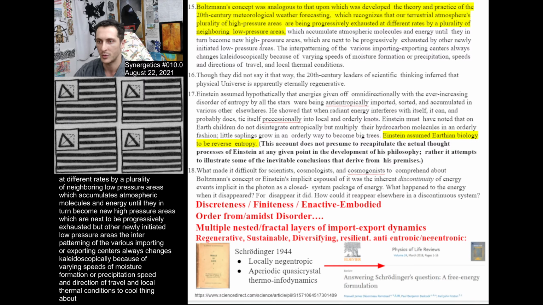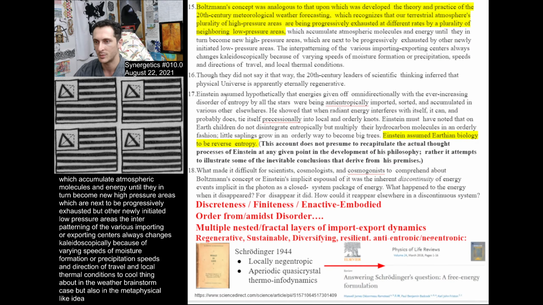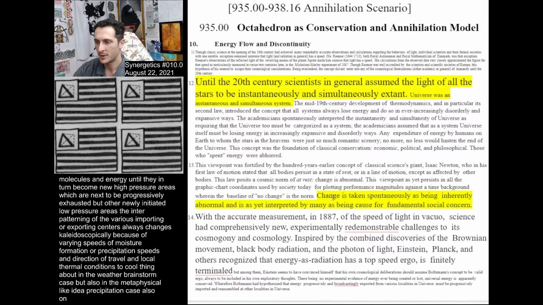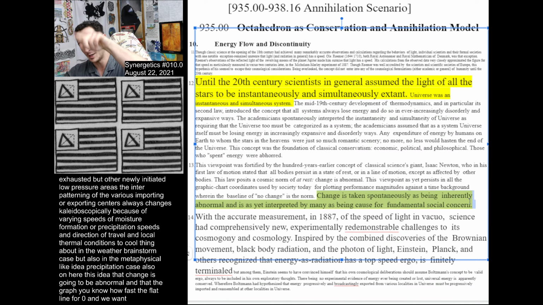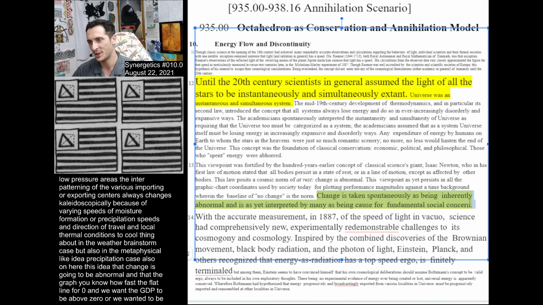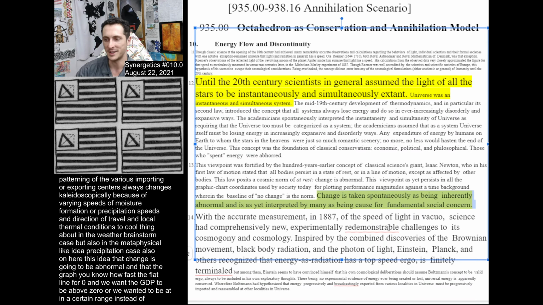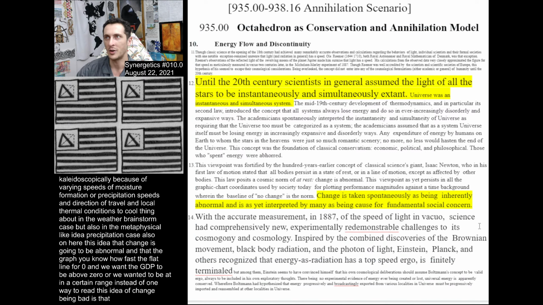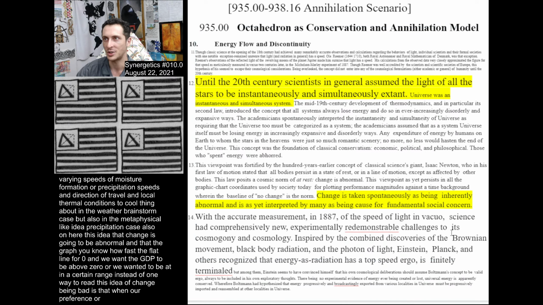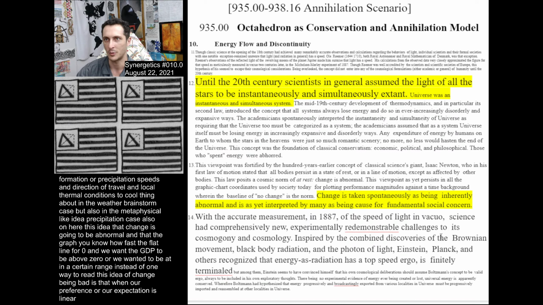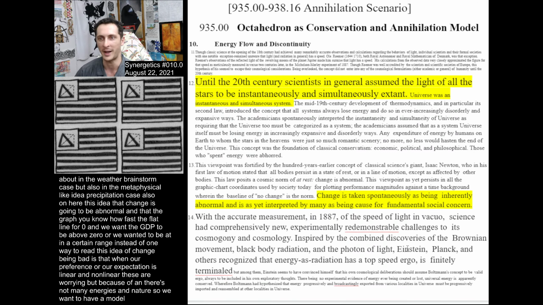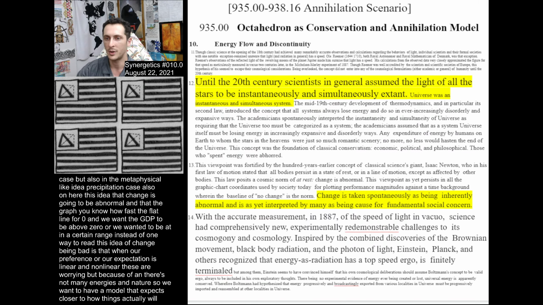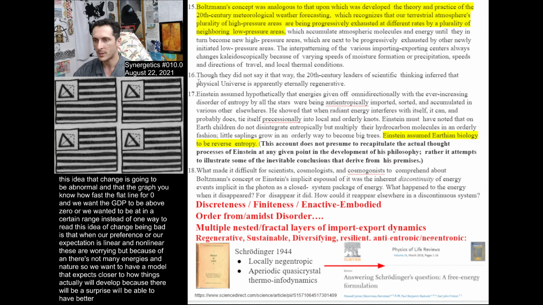So cool to think about in the weather rainstorm case, but also in the metaphysical, like idea precipitation case. Also on here, this idea that change is going to be abnormal and that the graph has the flat line for 0, and then we want the GDP to be above 0, or we want it to be in a certain range. One way to read this idea of change being bad is that when our preference or our expectation is linear, then non-linearities are worrying. But because there are non-linearities in nature, we want a model that expects closer to how things actually will develop, because then we'll be less surprised, we'll be able to have better control. So back to 16.